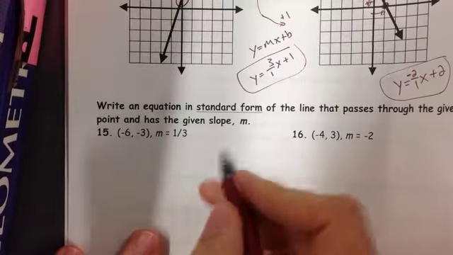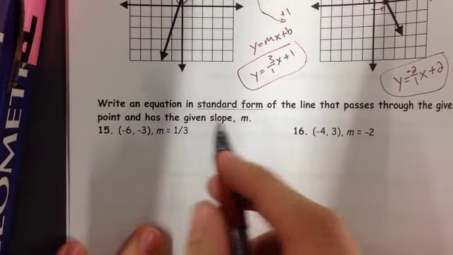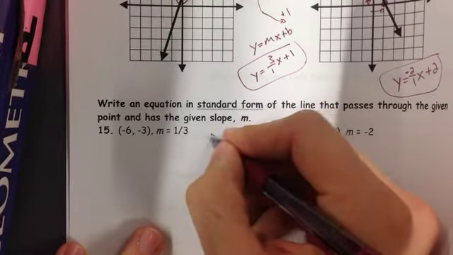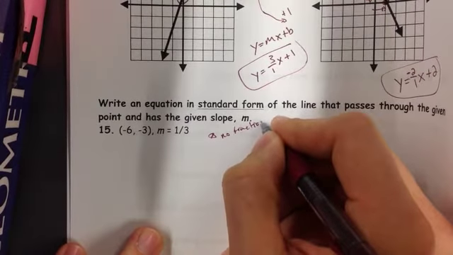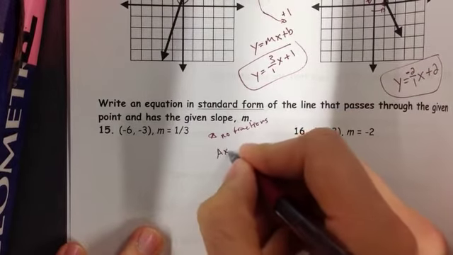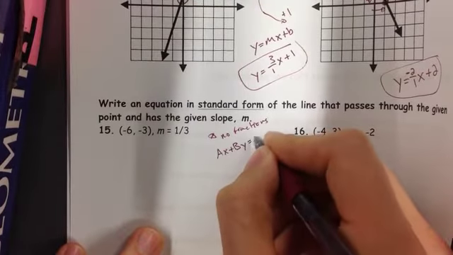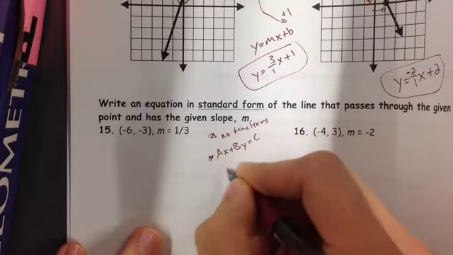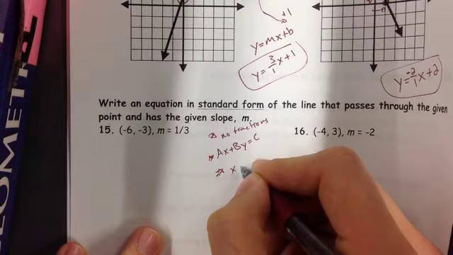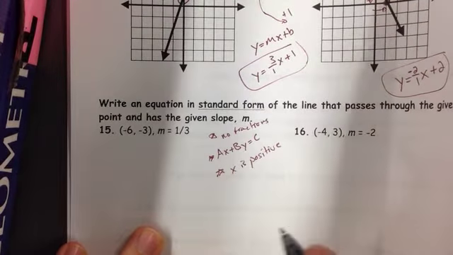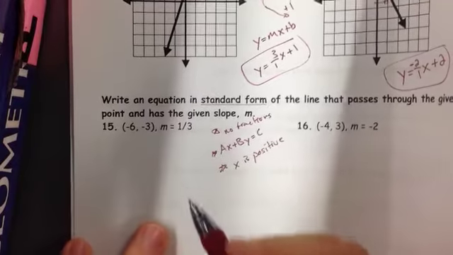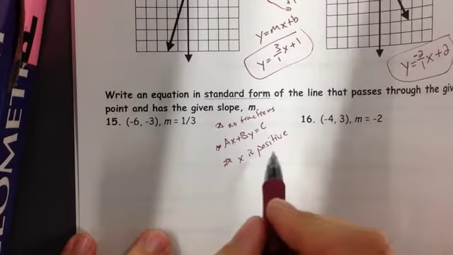Standard form. Now on your test, it's probably going to be multiple choice, but we'll go through standard form. Couple of things about standard form: no fractions, and it's going to look just like this: ax plus by equals c. No fractions, this form, and x needs to be positive. This is what standard form looks like. I'm going to show you how to get it real quick. We'll do both of these.